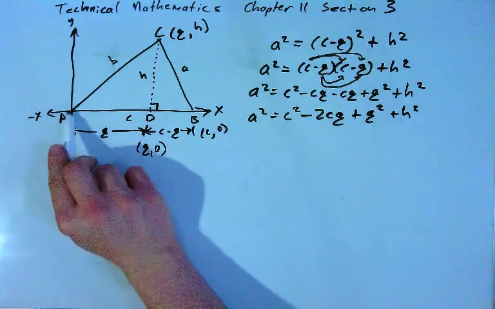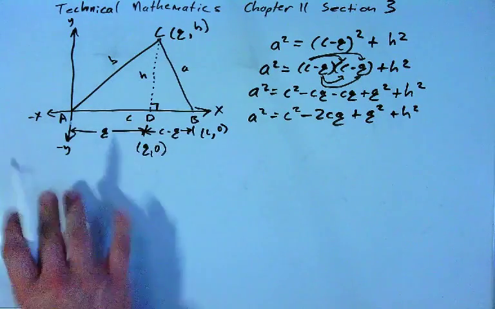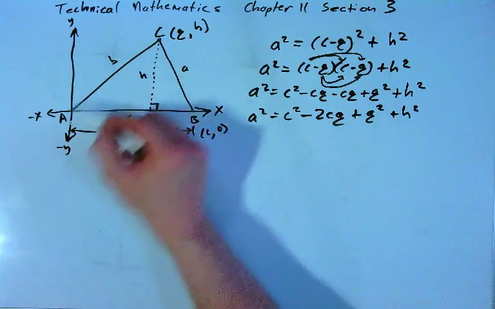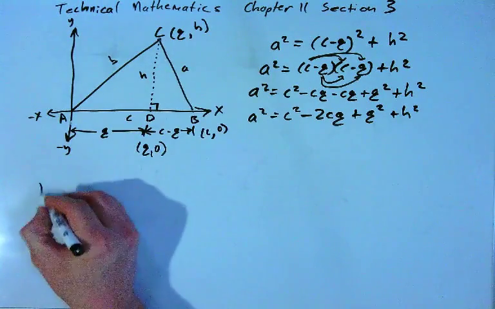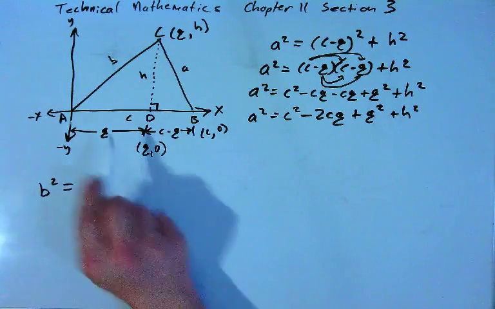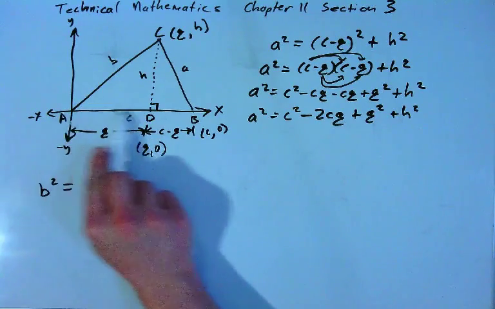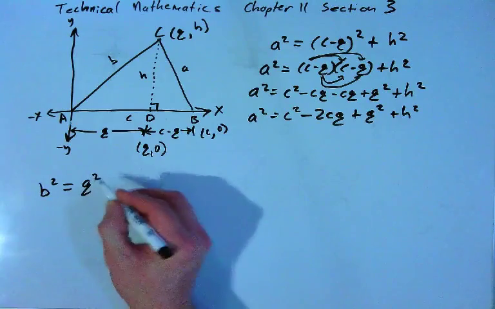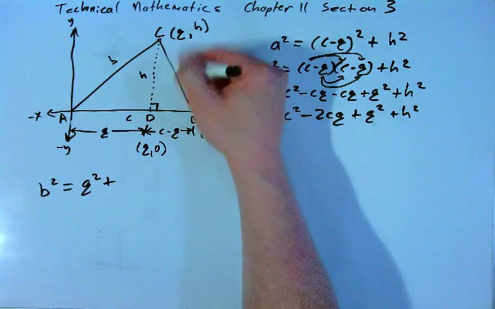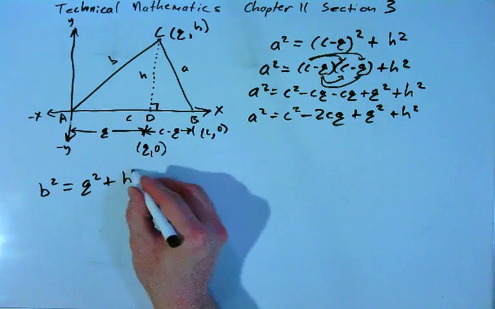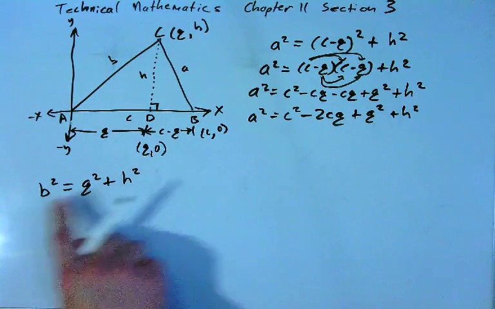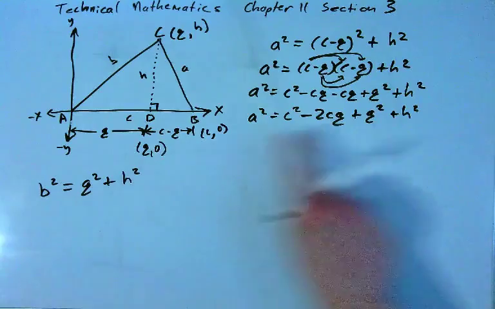Now I want to apply the Pythagorean theorem to this triangle, and I'll write that over here so it's kind of out of the way. In this triangle, B is the hypotenuse, right? So B squared equals, the length of this side is G, so that'll be G squared, plus the length of this side squared, which is H squared. Okay, and so notice that G squared plus H squared is equal to B squared.